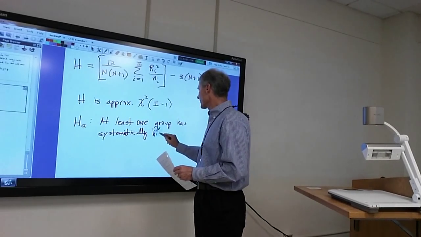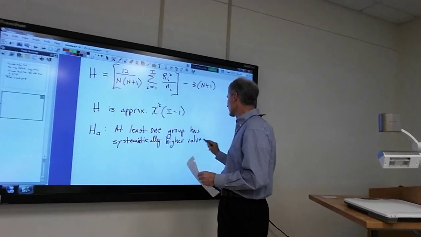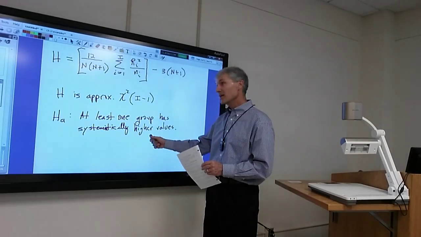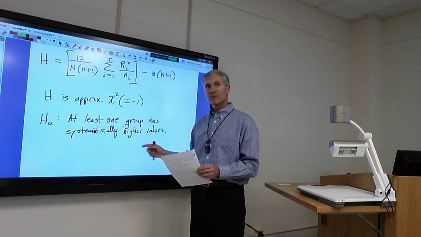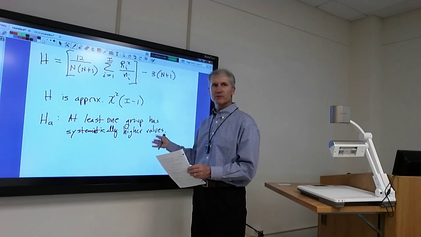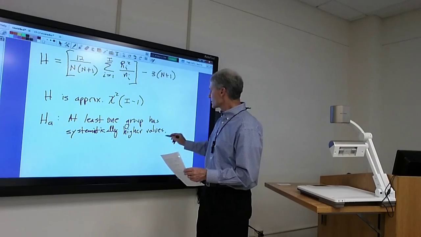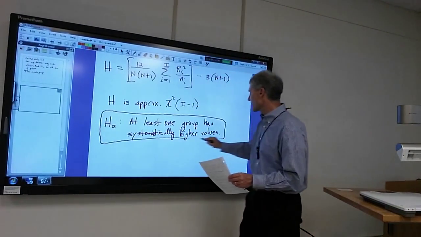Systematically higher values. It doesn't necessarily say the mean is higher or the median is higher. They just, when you rank them, you tend to get higher ranks in at least one of the groups. Right? So we'll treat that alternative hypothesis.